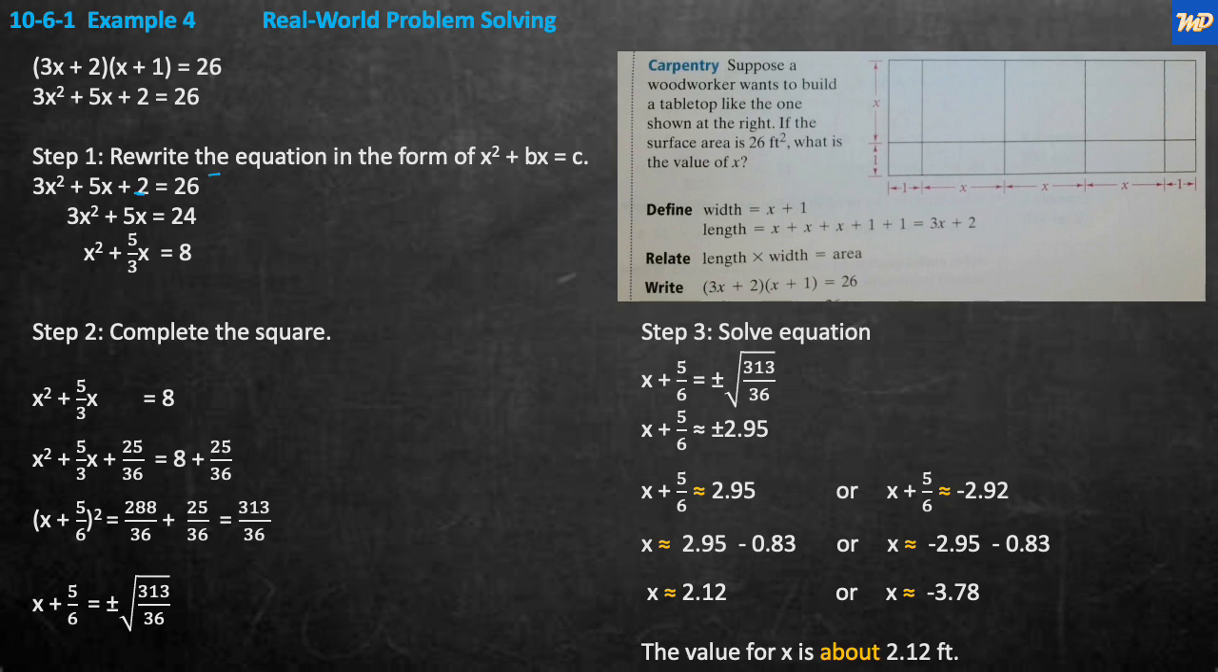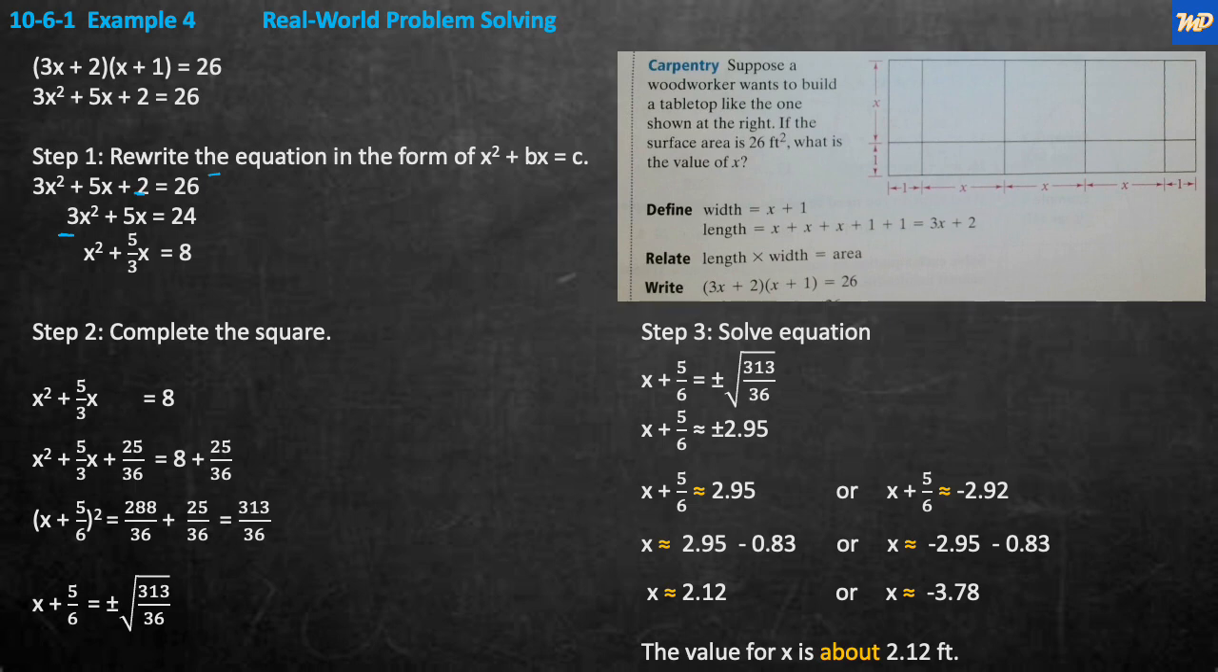So now given that, the other problem we have is that the a term, right here, the 3, is not a 1. It must be a 1 for us to complete the square. So now we have to divide everything in this equation by 3. And when you do that, you'll get x squared plus 5/3 x equals 24 divided by 3, 8. Now we're ready to start rolling here. Complete the square. I have x squared plus 5/3 x, a space, equals 8.